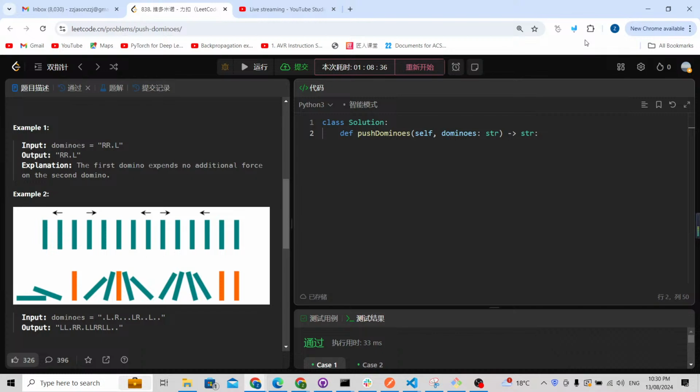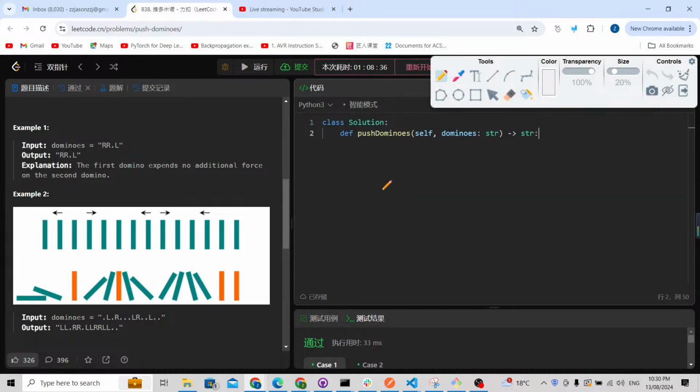Now let me make a drawing. Maybe we can understand it more easily with a solution. We're gonna have two R and two dots, and we're gonna have one L. Maybe we're gonna have another dot. Let's just use a very simple example. So what's gonna happen is, this is the R, it means there's a force to the right. And this is the L, it means there's a force to the left.